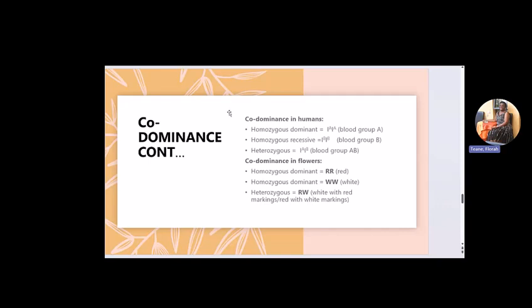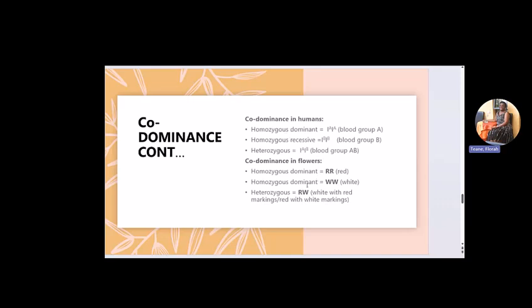For example, if you are to cross an organism with blood group A with another organism with blood group B, know that the offspring or the children will have both alleles of both parents. It will be A capital and B capital. So this is an indication of what codominance means.